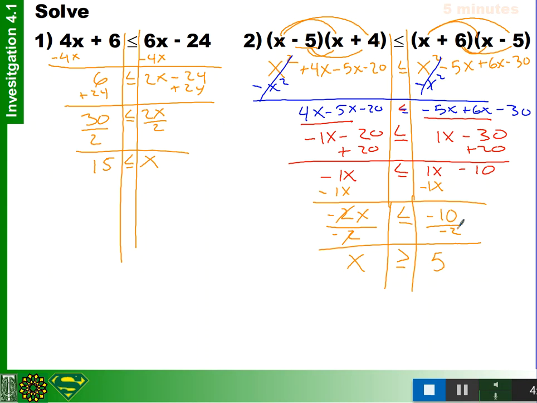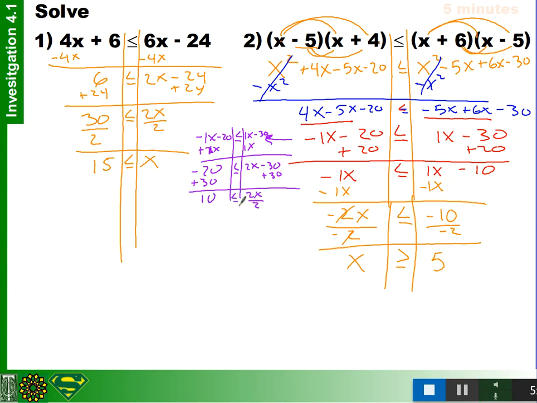Now, there's another way we could have done this. And the other way is when we're over here, we could have, instead of adding 20 to both sides, added 1x to both sides. It'll give me negative 20 is less than or equal to 2x minus 30, plus 30, plus 30, and that will give me 10 is less than or equal to 2x, divided by 2, divided by 2, and I get 5 is less than or equal to x.